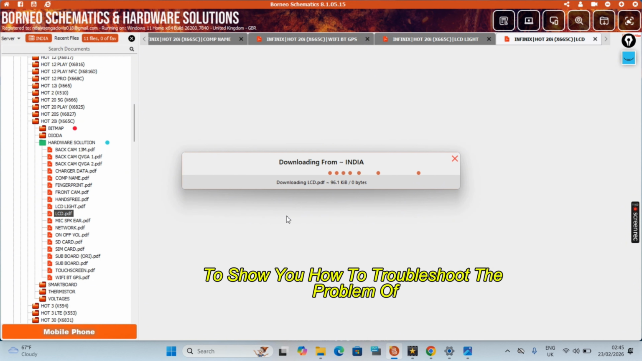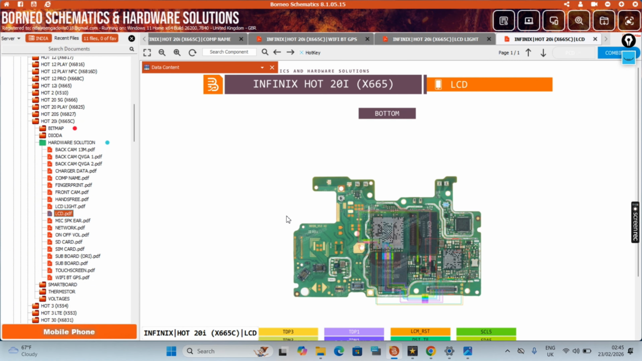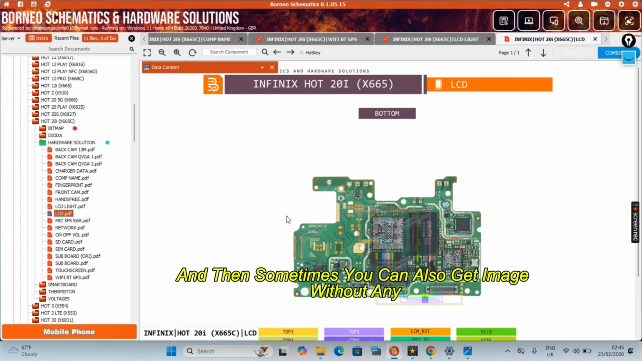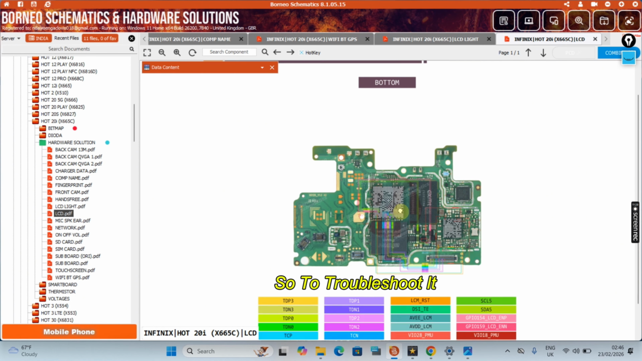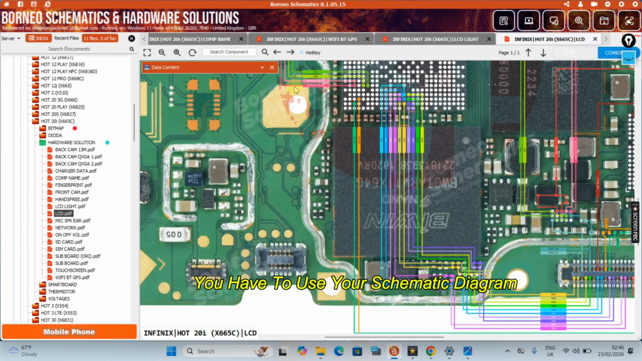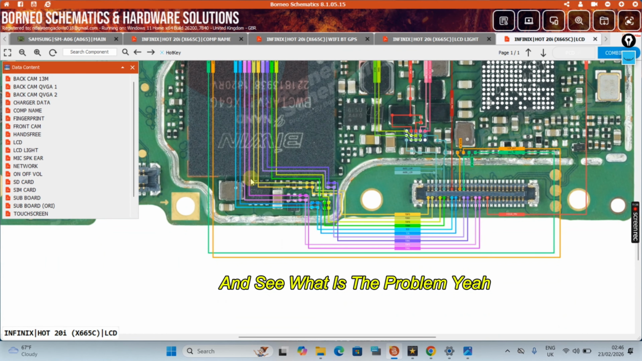I will show you how to troubleshoot the problem of LCD. If there is no image on your screen, sometimes you can get light on your screen but no image, and sometimes you can also get images without any light on the screen. To troubleshoot it, you have to use your schematic diagram and see what the problem is.